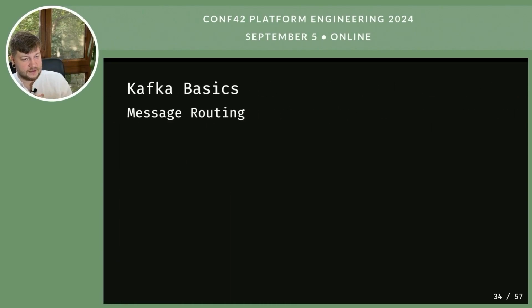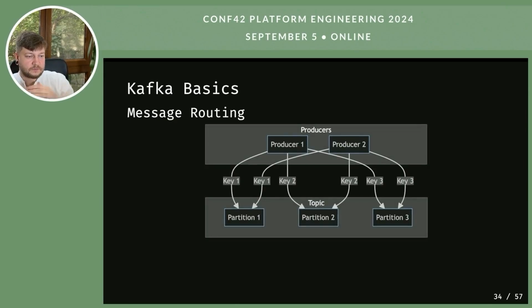About routing, the most interesting topic here. Let's think about producers and partitions. Let's imagine we have multiple producers and we have multiple partitions. So how can we know where to place a message?